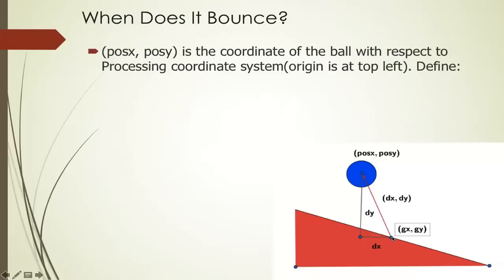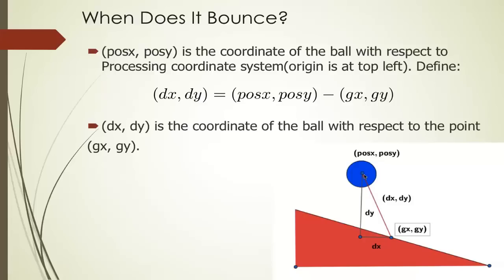So we're going to define dx, dy. This is a vector. It takes the position vector of the ball minus the position of the ground center. So it gives you this vector that begins at gx, gy and points to the center of the ball. So dx, dy is this vector right here. How do you look at dx, dy? Well, dx, dy is simply the coordinate of the ball with respect to the gx, gy point.